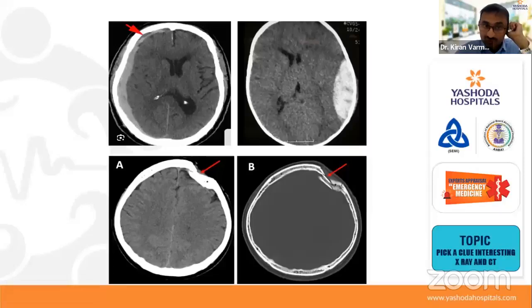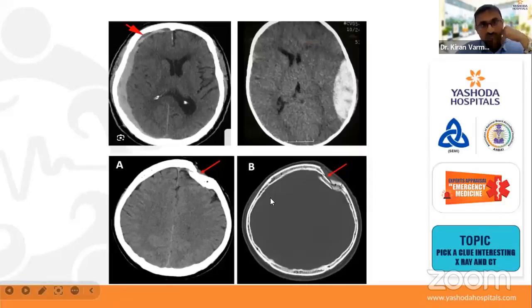But don't write like this. When you are asked the difference, you should say SDH will cross the suture line, EDH will not cross the suture line. But EDH also will cross the suture line when there is a fractured suture line. That is the only condition where EDH can cross the suture line.